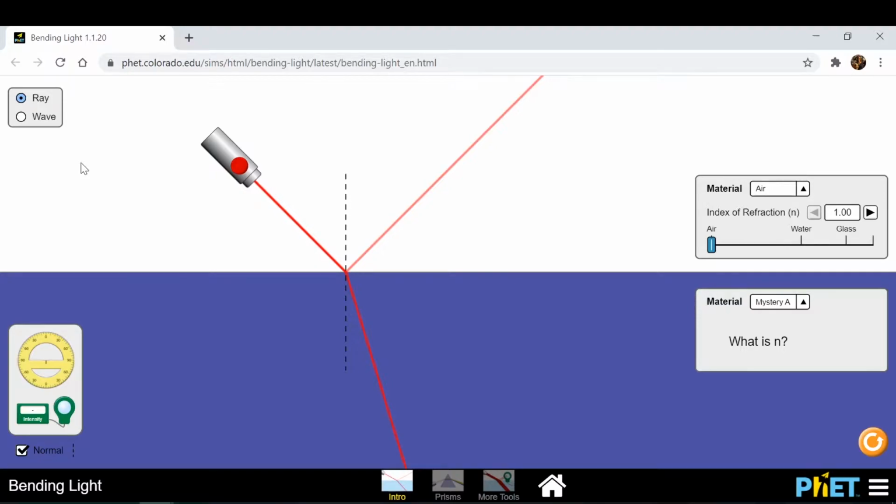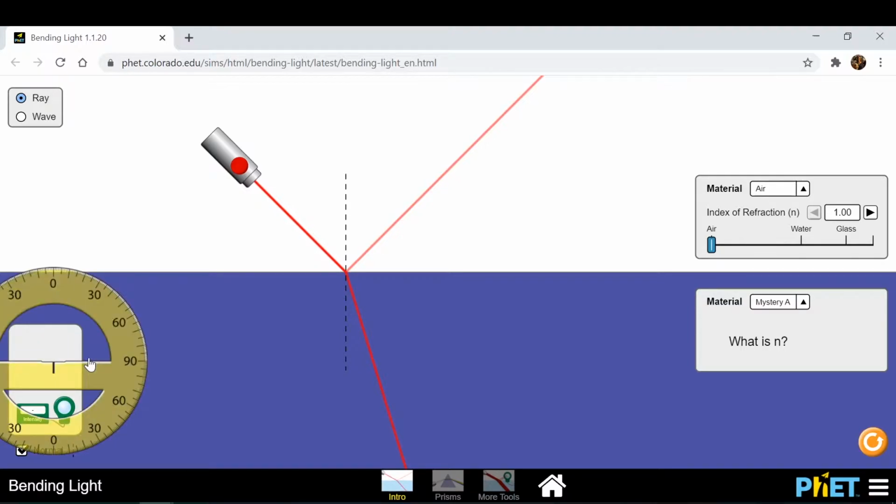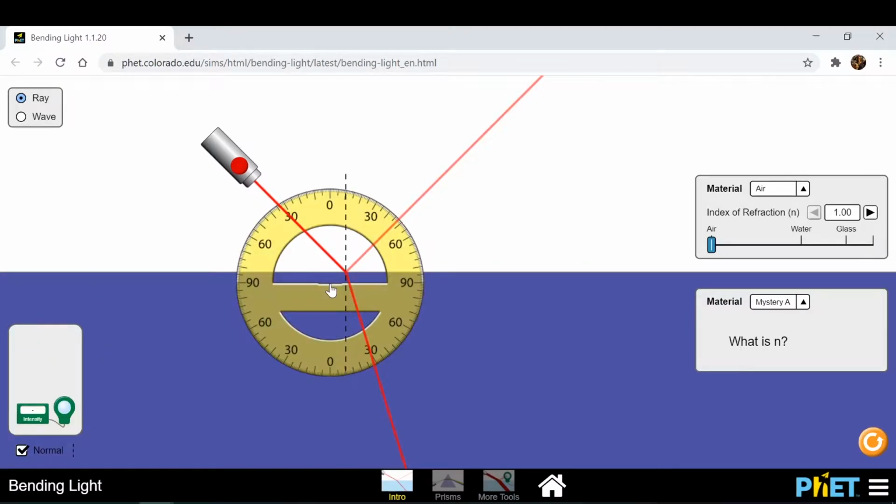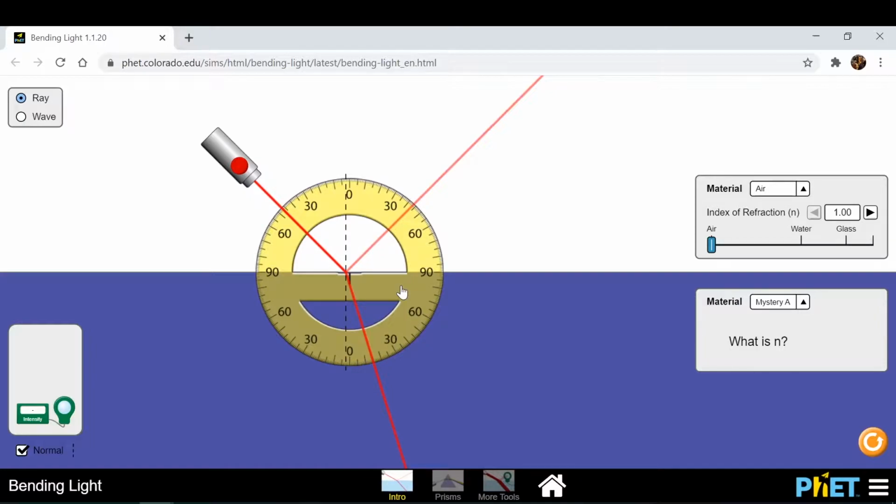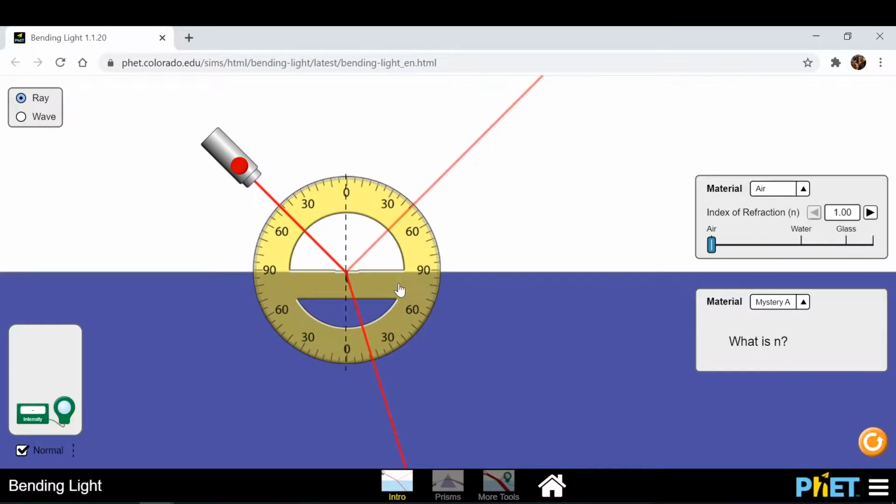And then we have our protractor tool over here. So you can click and drag to bring this over to the medium. Now, when looking at refraction, all of your angles are measured relative to the normal line. So that's this dotted line here, which is perpendicular to the surface. So you want to line up your protractor with that normal line, so that you can correctly measure your angles.